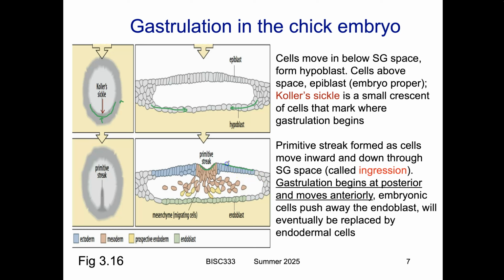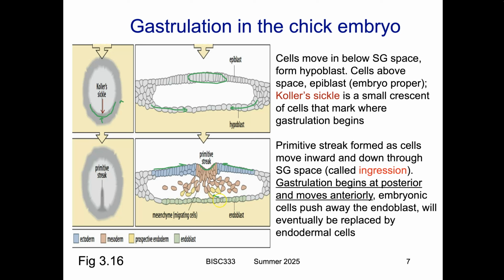The cells kind of squish together, and they push in this direction, so that these cells in the epiblast actually are going to end up inside, and they're the mesenchyme. They're migrating cells, and they're going to form mesodermal structures. There are also some endodermal cells that move in, and these are going to form endoderm, and some of them start moving in, and they push away the hypoblast, and this forms the endoblast.